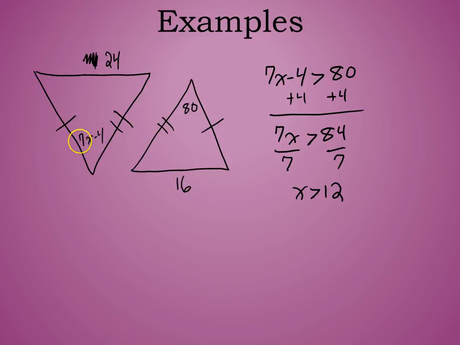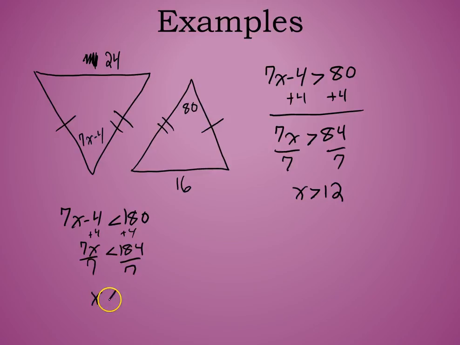So x can get pretty big, but again, there is an upper limit to the angle values inside a triangle. This value right here, if we're looking at the upper limit, has to be less than 180, because if I get this to equal 180, I no longer have a triangle, so it has to be less than it. So 7x, when we add 4 to both sides, has to be less than 184. And I divide both sides by 7. Look at x has to be less than 26.286.